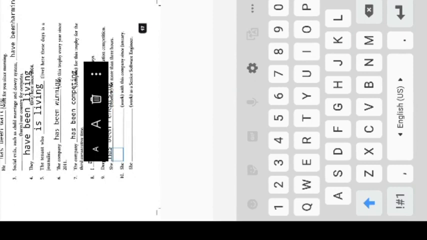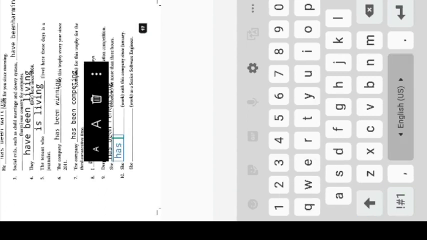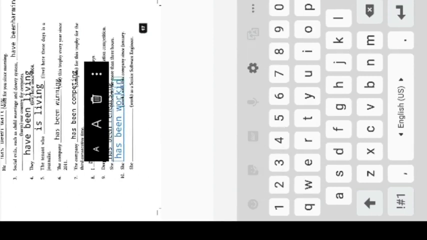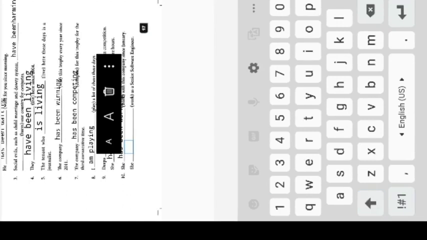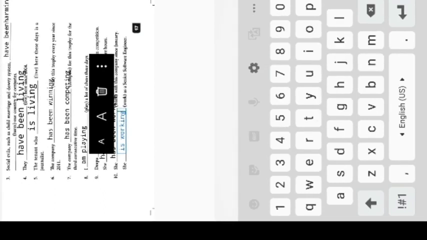Last one is for you. Let's see what we will write down. She ___ work with this company since January. So she has been working. Next one: she ___ work as a senior. She is working. She is working as a senior software engineer.